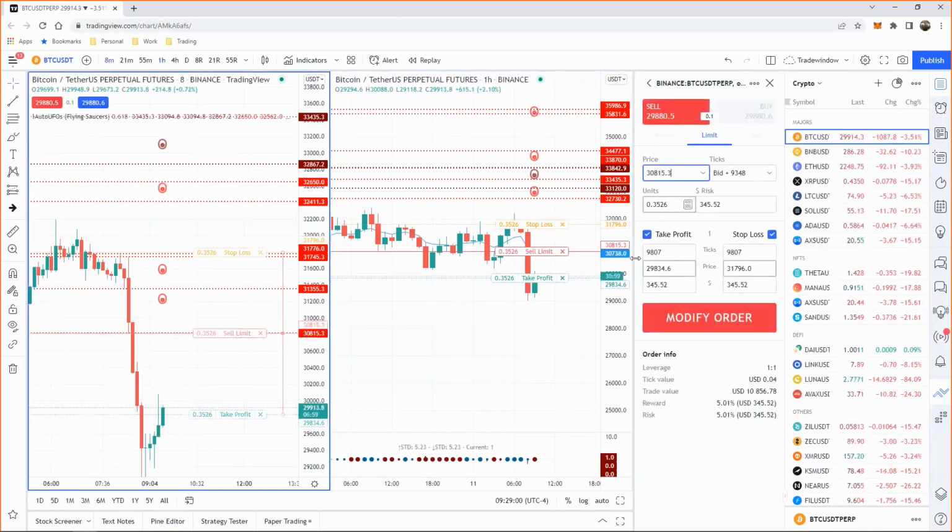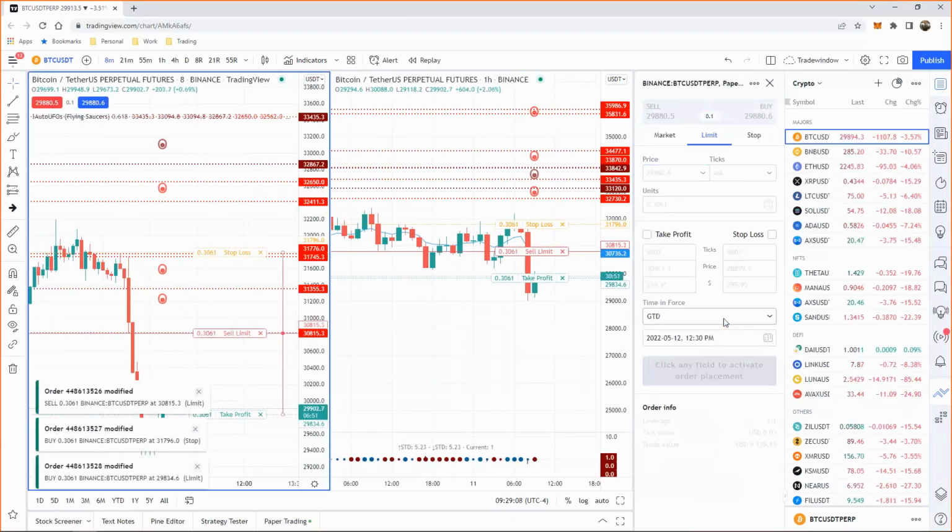I actually set it up. Well, that shouldn't be 350, should be 300. Sorry, I need to modify that just a little bit. Okay, so 0.3061 is the sell for the first leg.